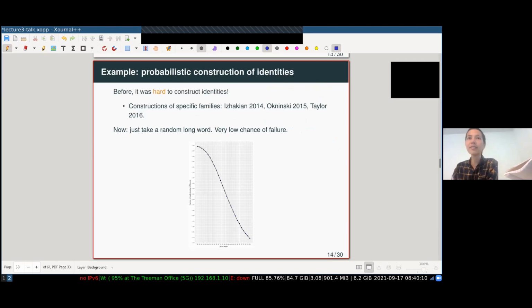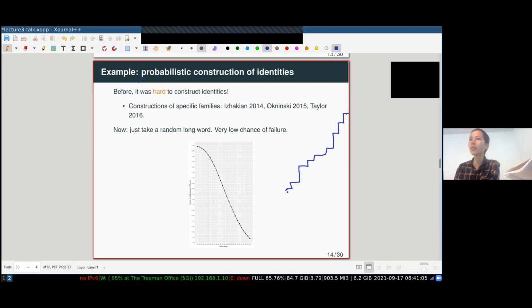So here's another one that I thought was very interesting: you can now do a probabilistic construction of identities. Before this, it was hard to construct identities. There were papers whose whole point was to construct very specific infinite families that have some interesting symmetry to them. It turns out if you just want to construct identities, we did numerical experiments and found it's okay just to take a very, very long random word. If I take a random staircase path just by flipping coins, and make sure it's really long, then there's a really high chance that it will form an identity with something else.